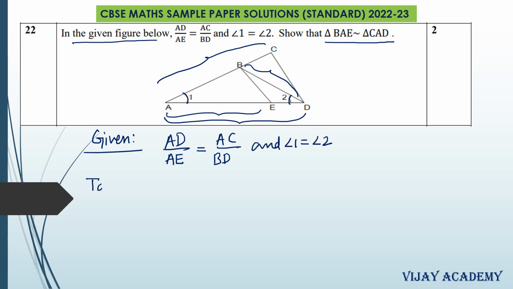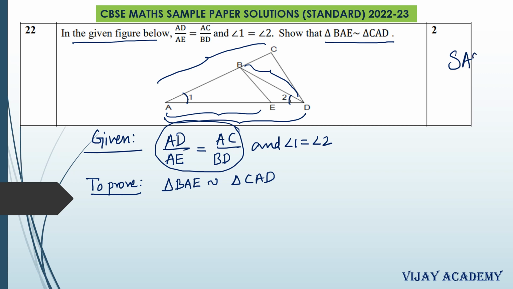And using this, we have to prove that triangle BAE is similar to triangle CAD. So now looking at this proportionality, we have two pairs of sides in equal ratio. So we can try to use SAS criteria here.